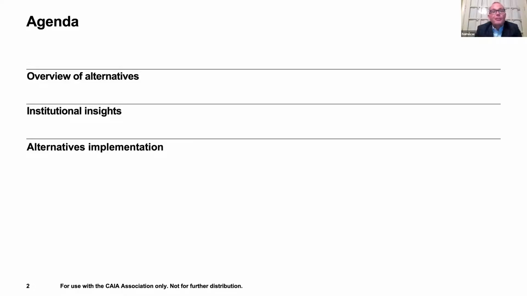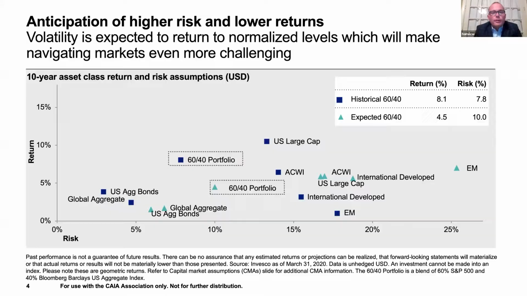Oftentimes, we're very focused on manager selection when it comes to alts: what managers make the most sense, which managers have a tendency to do best in their particular categories. But really the initial step before that is thinking about alts at an asset allocation level, just like you would with equities and fixed income, and the tools, resources and research we've done to be able to do that.